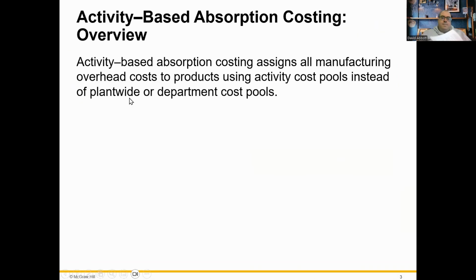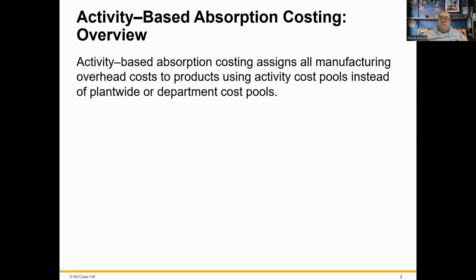Welcome back. So now we're going to go over Appendix 2A, which is dealing with activity-based absorption costing. So let me go ahead and get this started here for you. So we're going to go over some key definitions and concepts now. So activity-based absorption costing assigns all manufacturing overhead costs to products using activity cost pools instead of plant-wide or departmental cost pools.